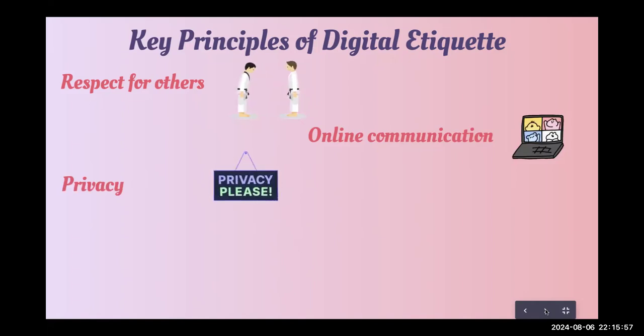Privacy. Just as we want privacy in our lives, there are other people also whose privacy has to be respected. Do not share personal information of others without their consent, and also be cautious about what you share of yourself. Authenticity. You have to be truthful in your online interactions. Avoid pretending to be someone you're not.